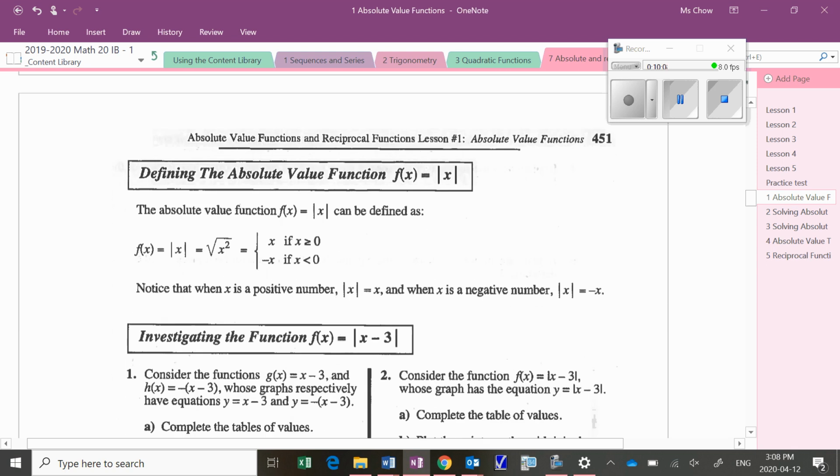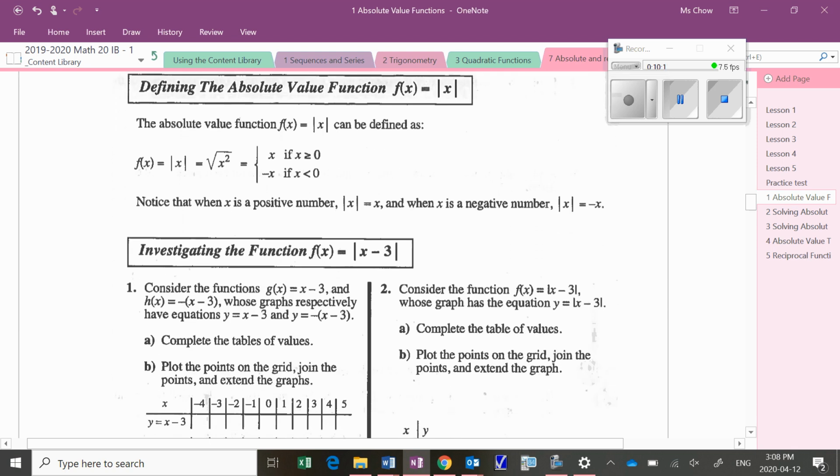Okay, so let's take a look then. So it says defining the absolute value function.